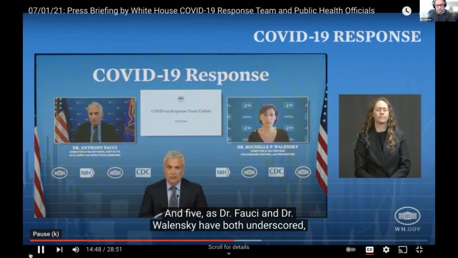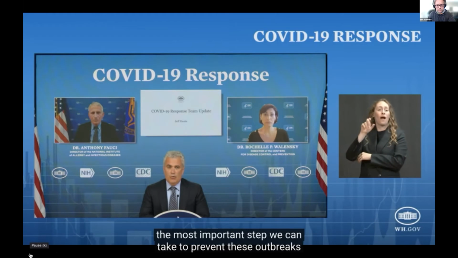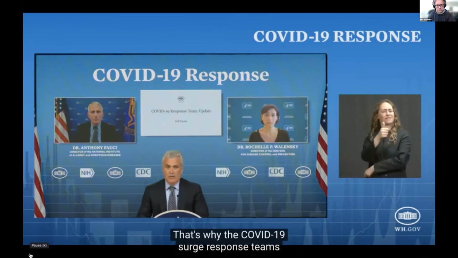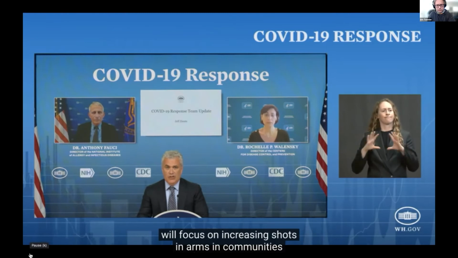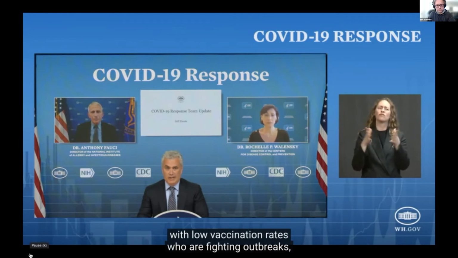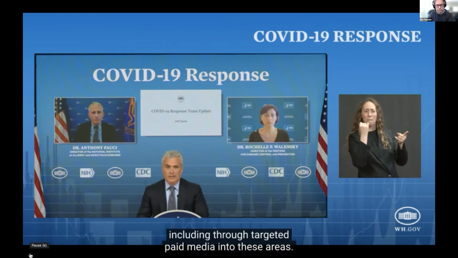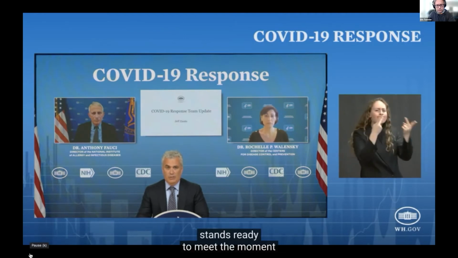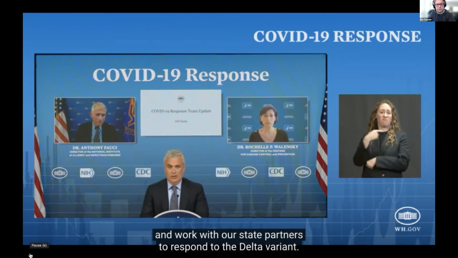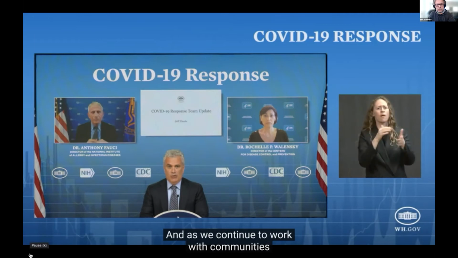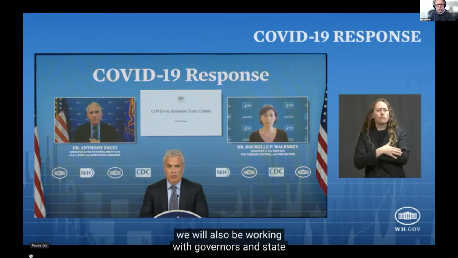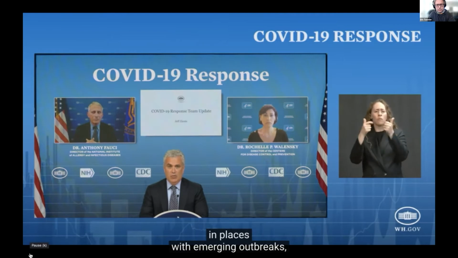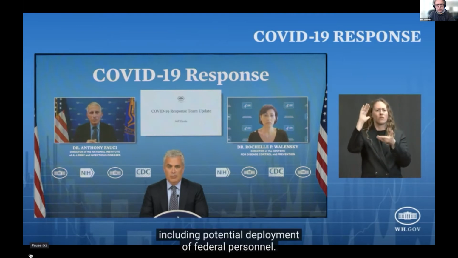And five, as Dr. Fauci and Dr. Walensky have both underscored, the most important step we can take to prevent these outbreaks is for more Americans to get vaccinated. That's why the COVID-19 surge response teams will focus on increasing shots in arms in communities with low vaccination rates or fighting outbreaks, including through targeted paid media into these areas. To be clear, the federal government stands ready to meet the moment and work with our state partners to respond to the Delta variant. And as we continue to work with communities across the country to get more shots in arms, we will also be working with governors and state and local health authorities to identify and address the needs on the ground in places with emerging outbreaks, including potential deployment of federal personnel.